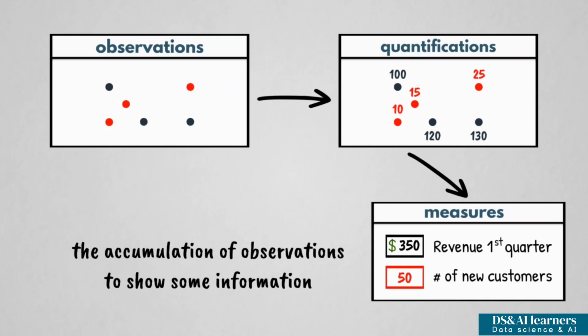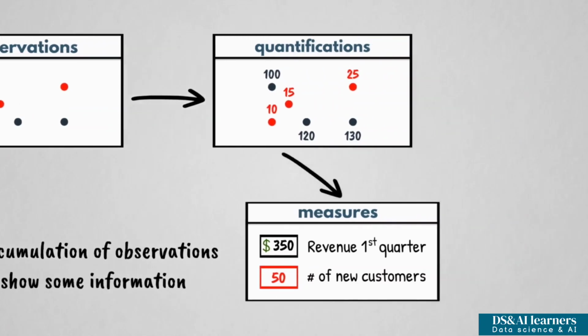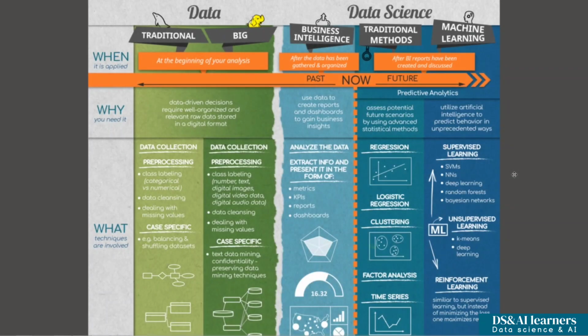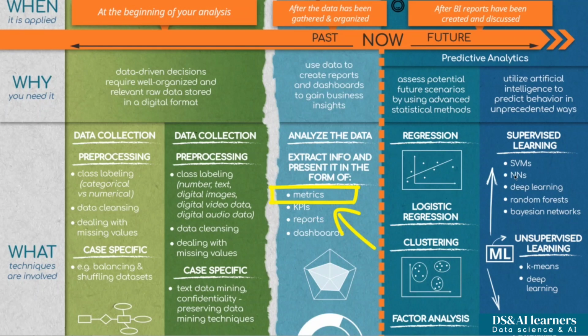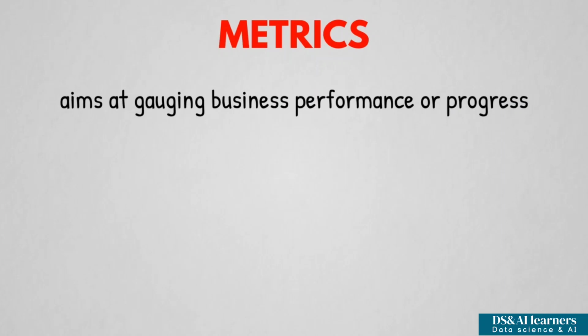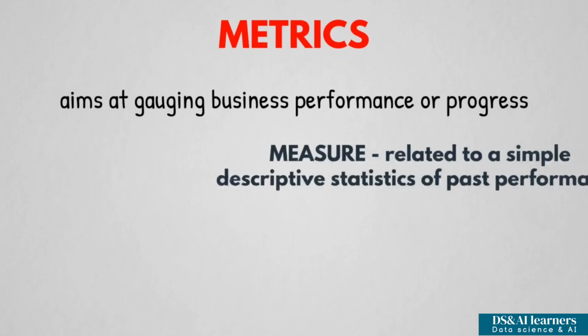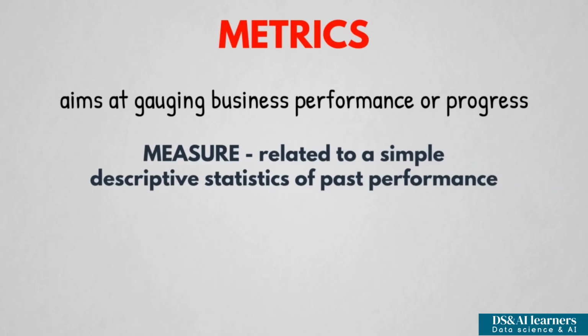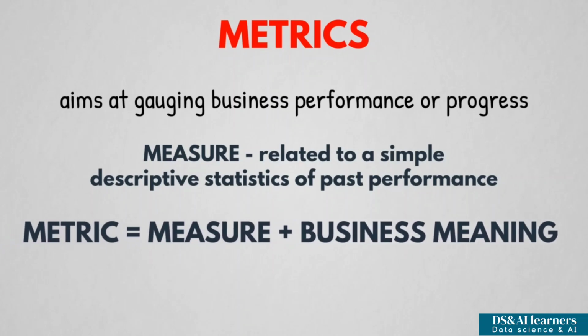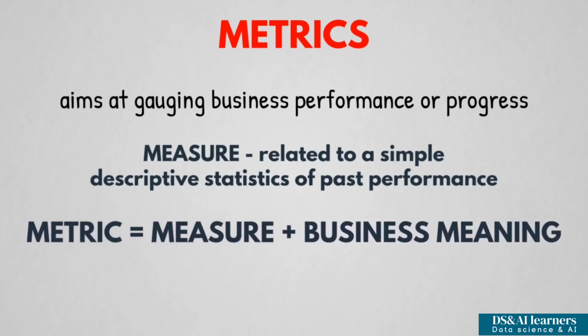Great! Now, are there other frequently used terms? Do you know what a metric is? A metric refers to a value that derives from the measures you have obtained and aims at gauging business performance or progress. To compare, if a measure is related to something like simple descriptive statistics of past performance, a metric has a business meaning attached.